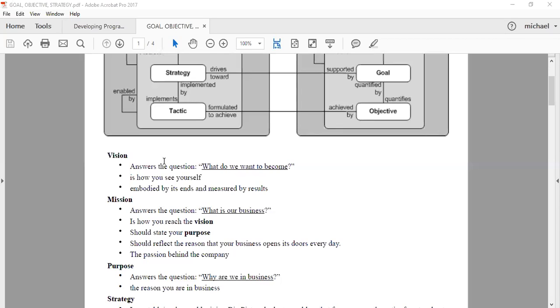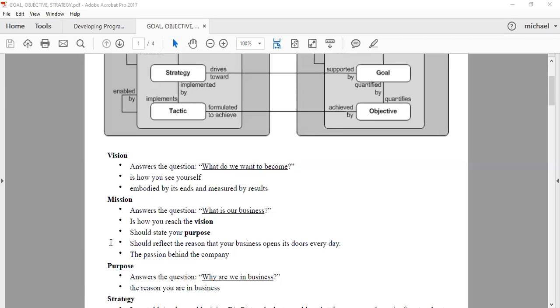Now comes the mission. Read what a mission is. Okay, mission. It answers the question, what is our business? It is how you reach the vision. It should state your purpose. It should reflect the reason that your business opens its doors every day, the passion behind the company.